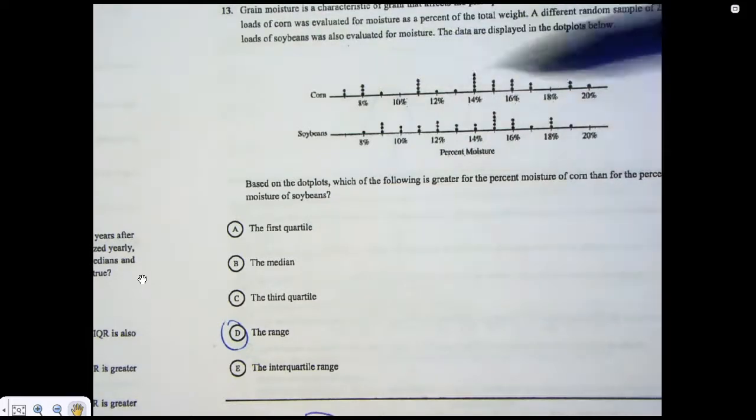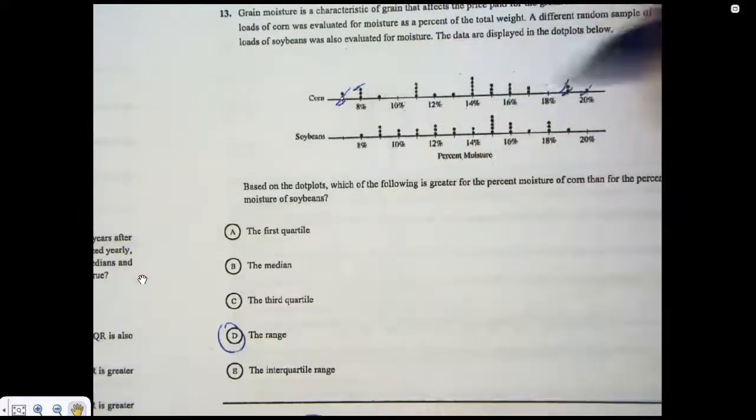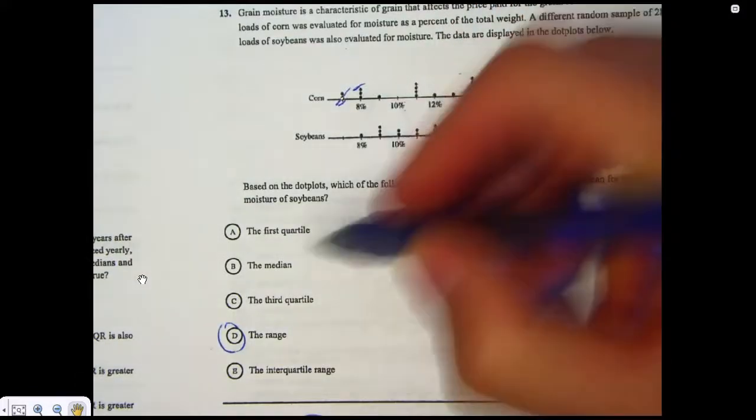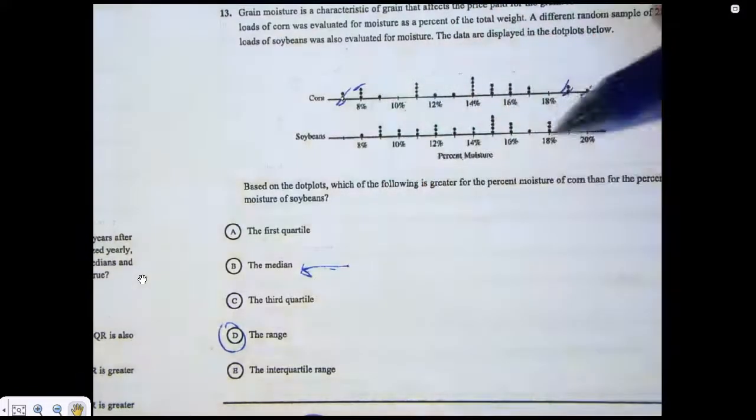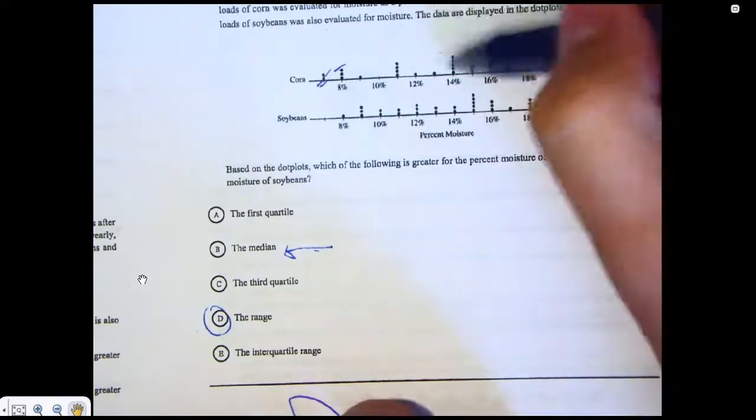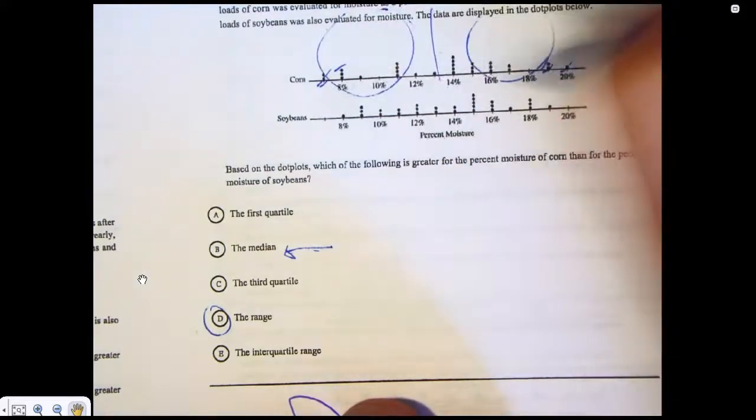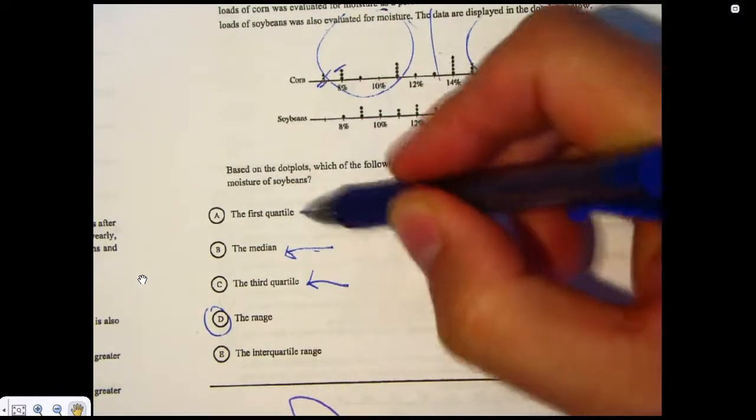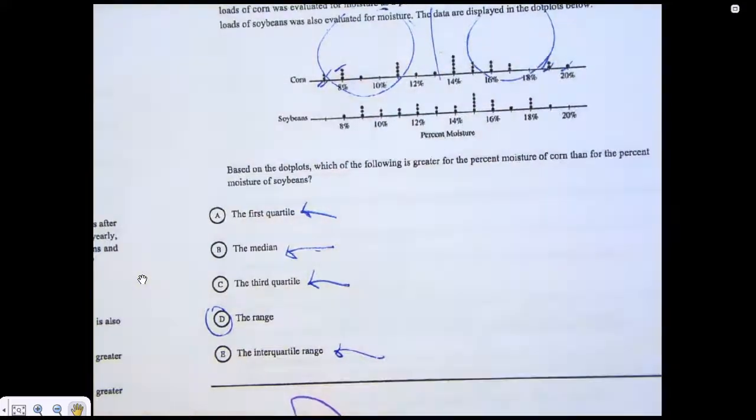So if I look at these 28 dots up here, and I gotta find the first quartile, I've got to start crossing off the top one and the bottom one, and then the top and a bottom, and a top and a bottom, and work my way to the middle, and I'll get to the median. And then I've got to work my way to the middle of that half, the middle of that half, and that'll give me the first quartile, the third quartile, and the interquartile range.